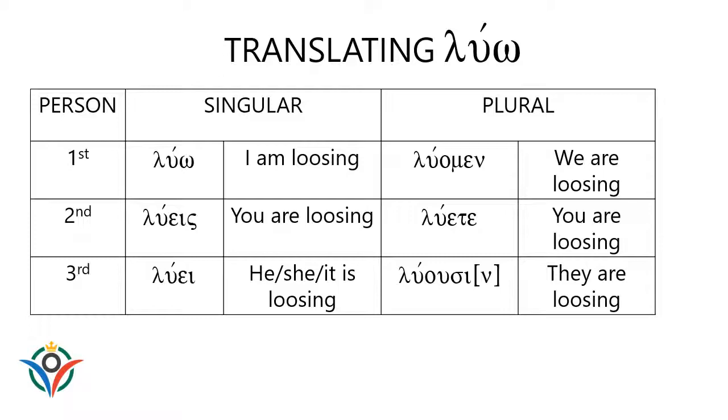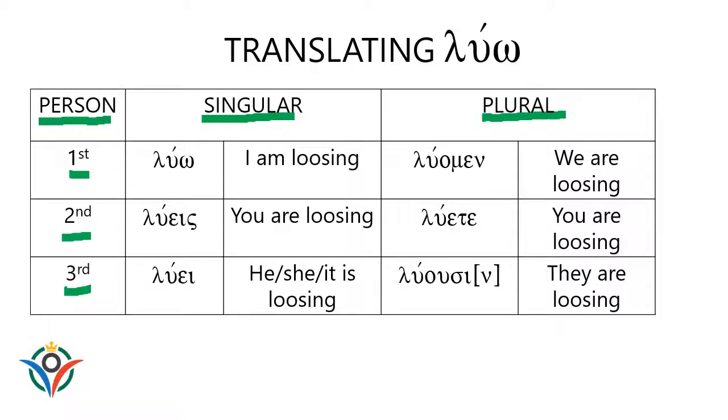Let's take a closer look now at translating luo in the present active indicative, where we convey the imperfective verbal aspect, showing that the action is in process, it's ongoing, it's linear. So remember that the verb endings communicate two very important pieces of information: the person, which is first, second, or third, and then whether the actor is singular or plural. So let's have a look at this together.